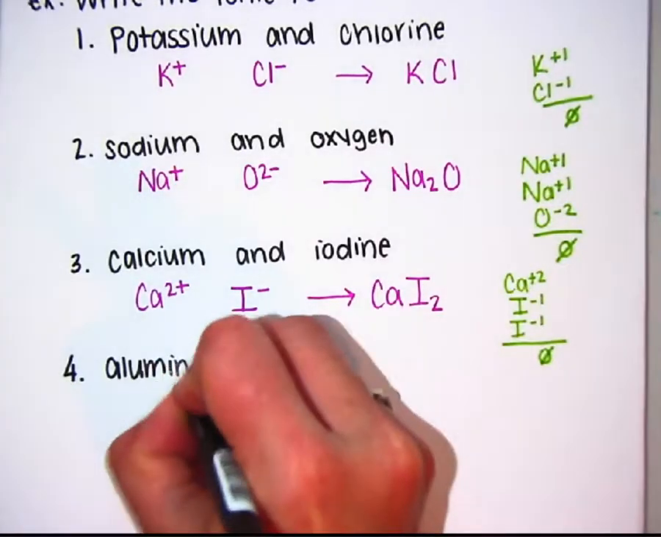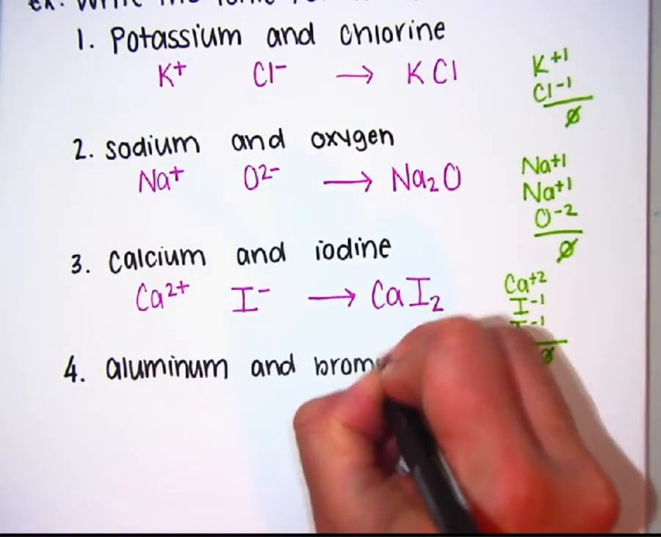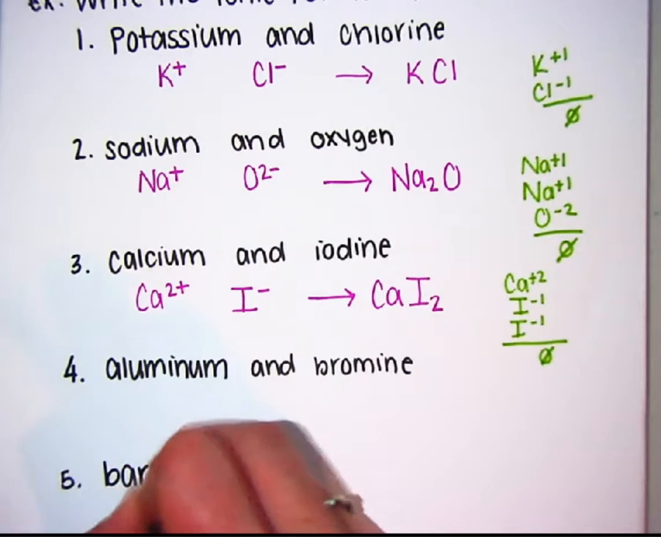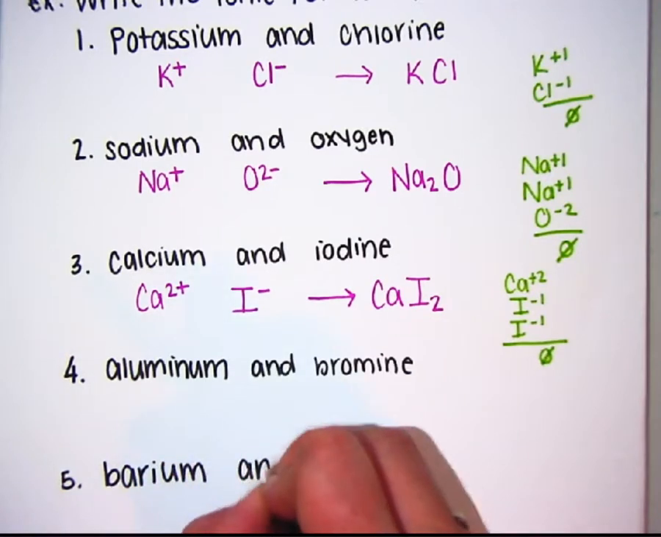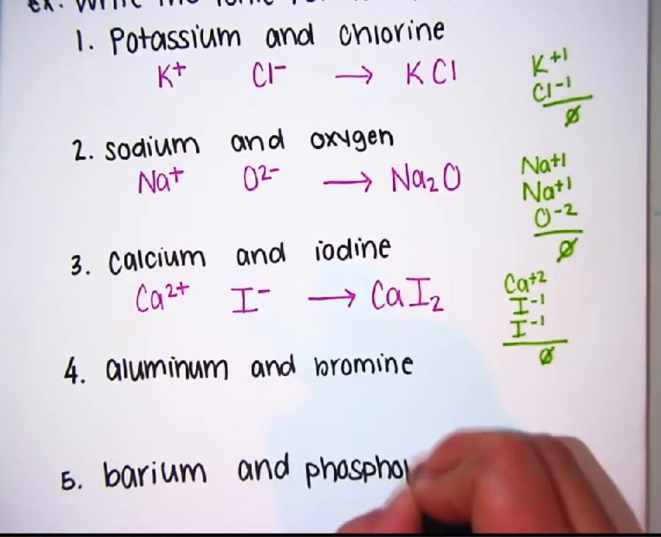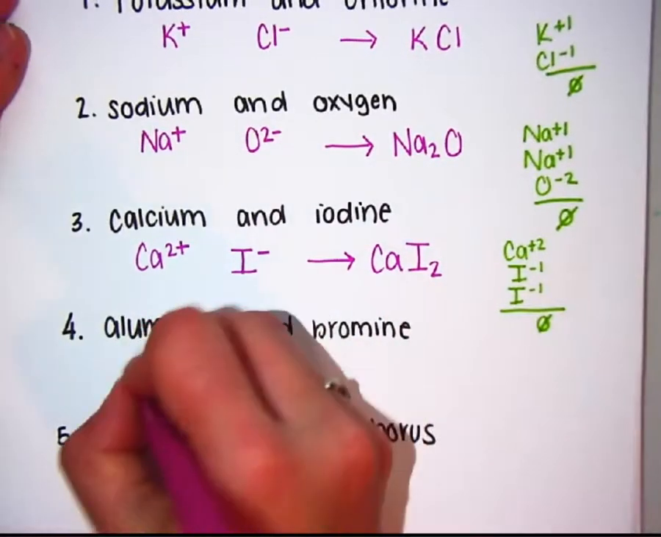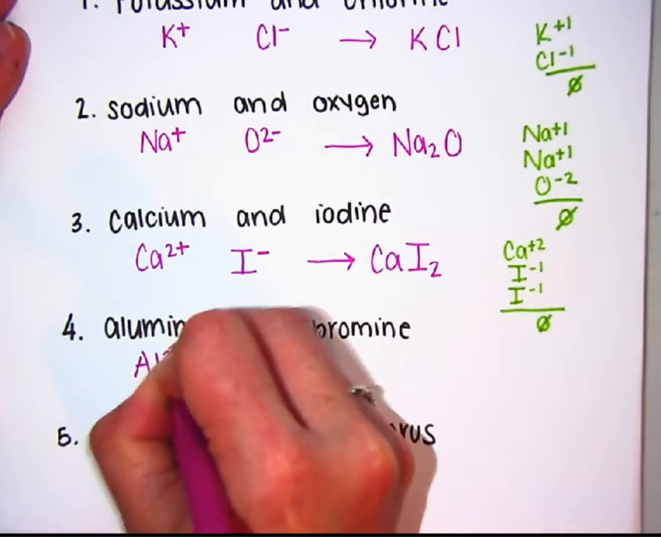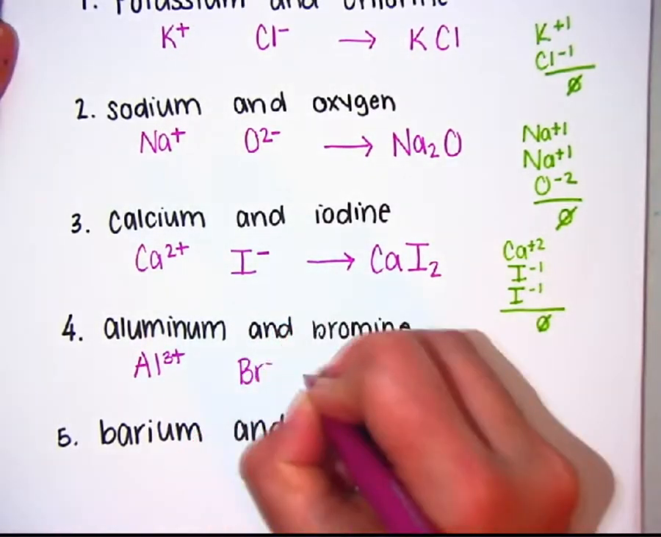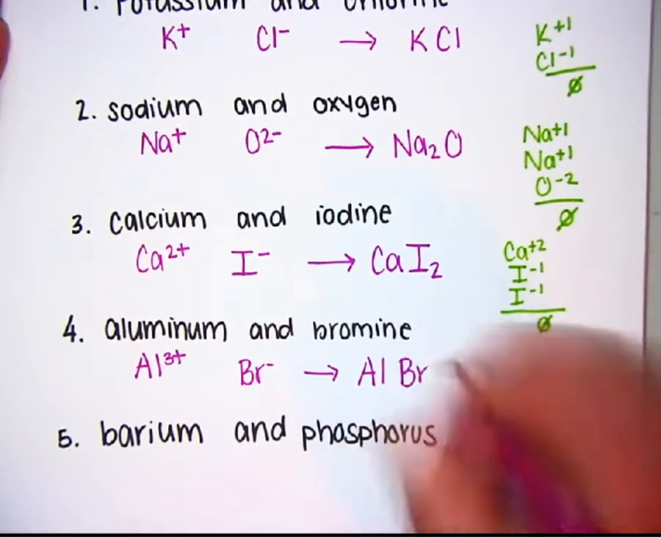Let's do aluminum and bromine. And then let's do barium and phosphorus. When aluminum ionizes, it will have a charge of +3. Bromine will be -1. Cation comes first. Anion comes second.